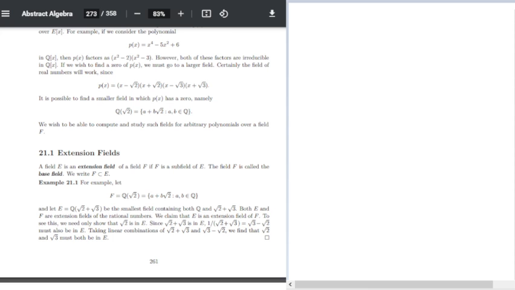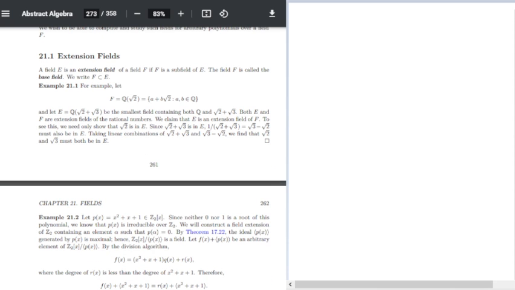So 21.1, extension fields. A field E is an extension field of a field F if F is a subfield of E. The field F is called the base field, and we write F as a subset of E. For example, 21.1, let F be equal to Q adjoin √2, and let E be equal to Q adjoin (√2 + √3), the smallest field containing both Q and √2 + √3.